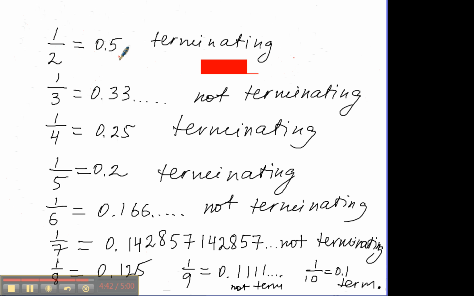1 over 2 is 0.5, so it is a terminating decimal, right? It terminates, it doesn't go on forever. So look through this pattern and see whether you notice anything interesting that you can say definitely just by looking at the fraction, which one terminates.